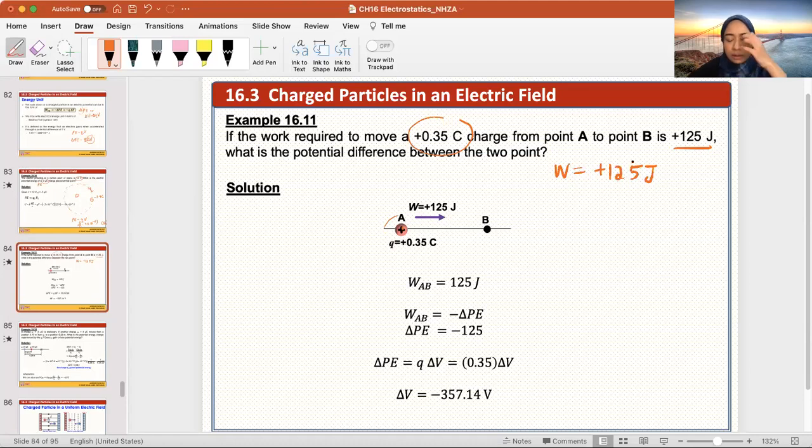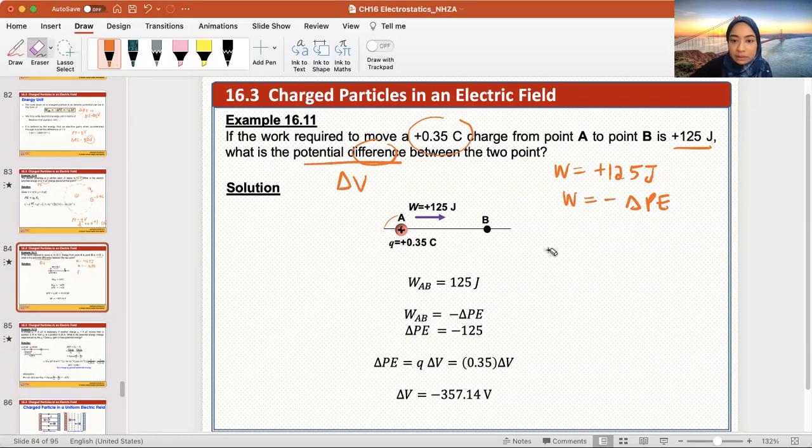Remember, if I have a positive work done, it means that I will have a negative change in potential energy. Okay, so that is a hint over there. Positive work done means negative change in potential energy. And then I want to know what is the potential difference. What is potential difference? Difference is delta, potential is V. So I actually want to find delta V.